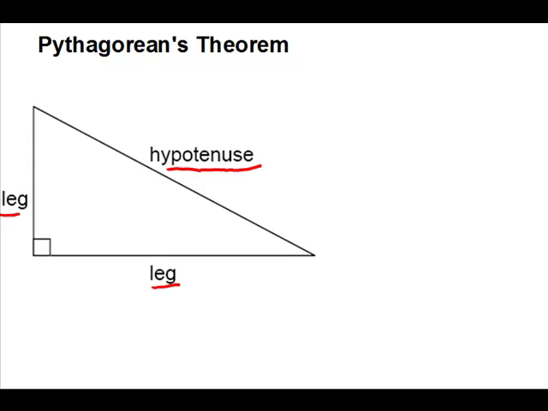We will label the sides of the right triangle A, B, and C. The hypotenuse is always C, and the legs will be A and B, and it doesn't matter which one is which. And Pythagorean's theorem states that if we square the length of the legs and add them together, that will be equal to the square of the hypotenuse. So a squared plus b squared will equal c squared.